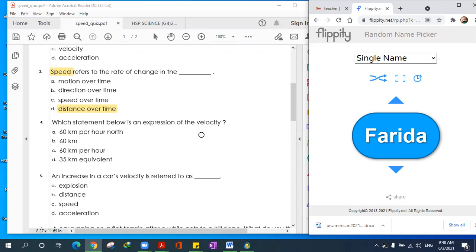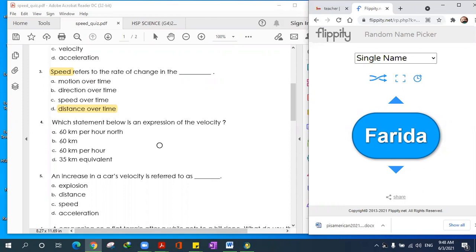I think 60 kilometers per hour north, or 60 kilometers, or 60 kilometers per hour, or 35 kilometers equivalent. Have we heard the word equivalent before? Yes, we took it in math. Okay, but in science, didn't we hear about it? No, so I don't think D will be the answer. Okay, so what do you think, Farida? I think it's number A.